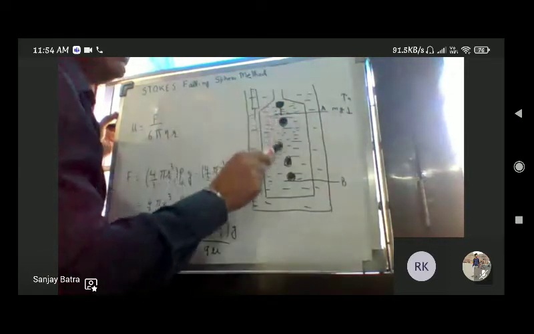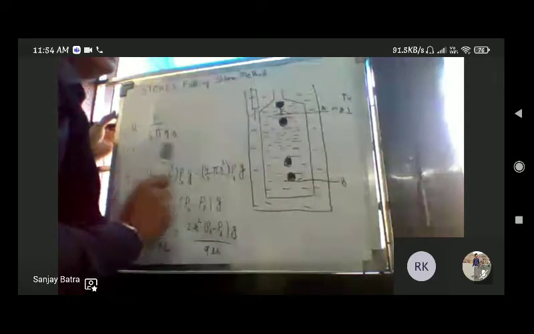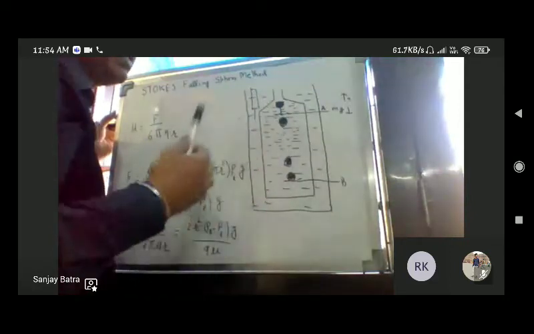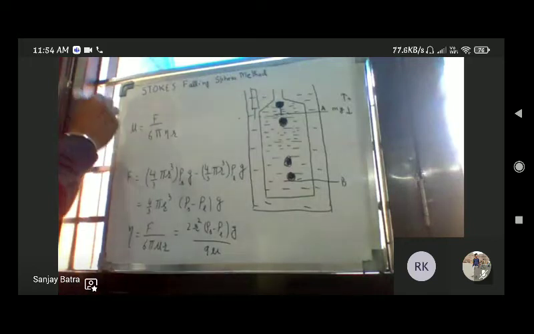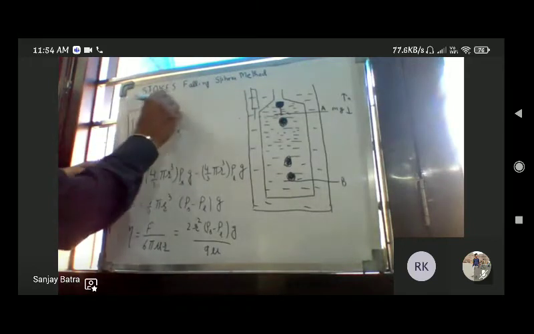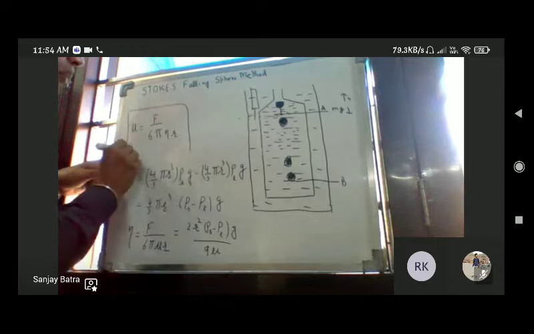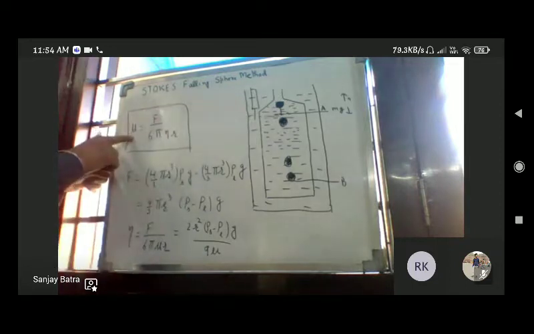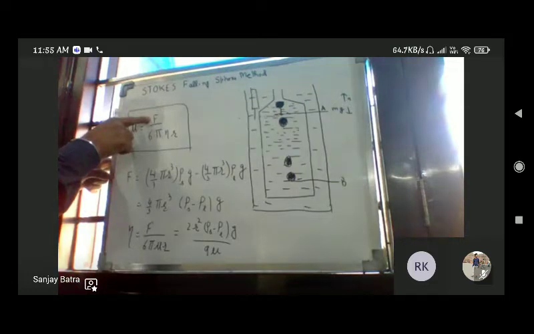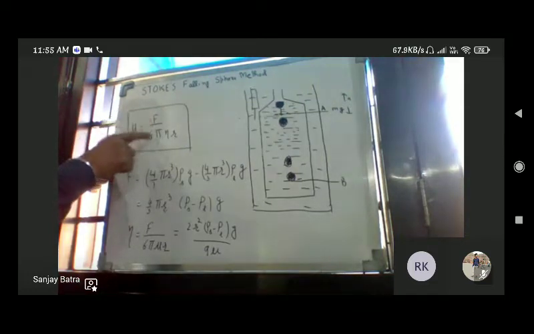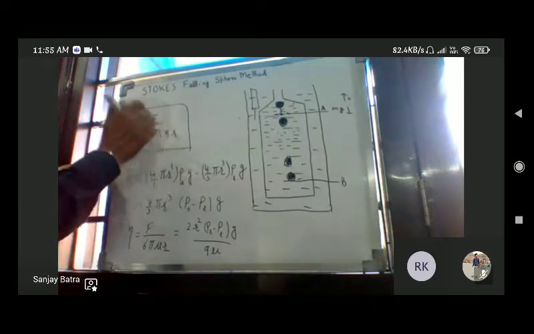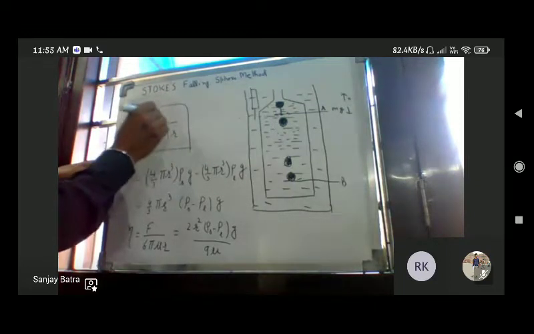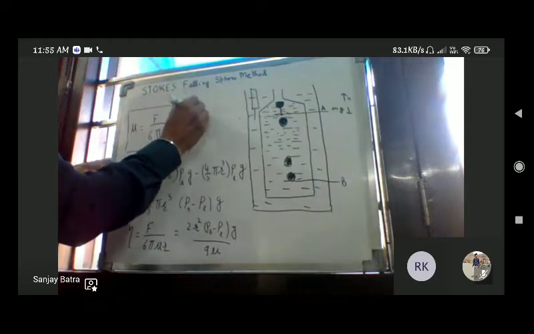When it comes down with a uniform velocity, that uniform velocity was studied by Stokes, a scientist, and he gave a formula by which this uniform velocity is expressed. U is the uniform velocity, F is the net downward force acting on the spherical ball, pi, all of you know, eta is the coefficient of viscosity, and r is the radius of the sphere. So this is the Stokes equation, you can say.